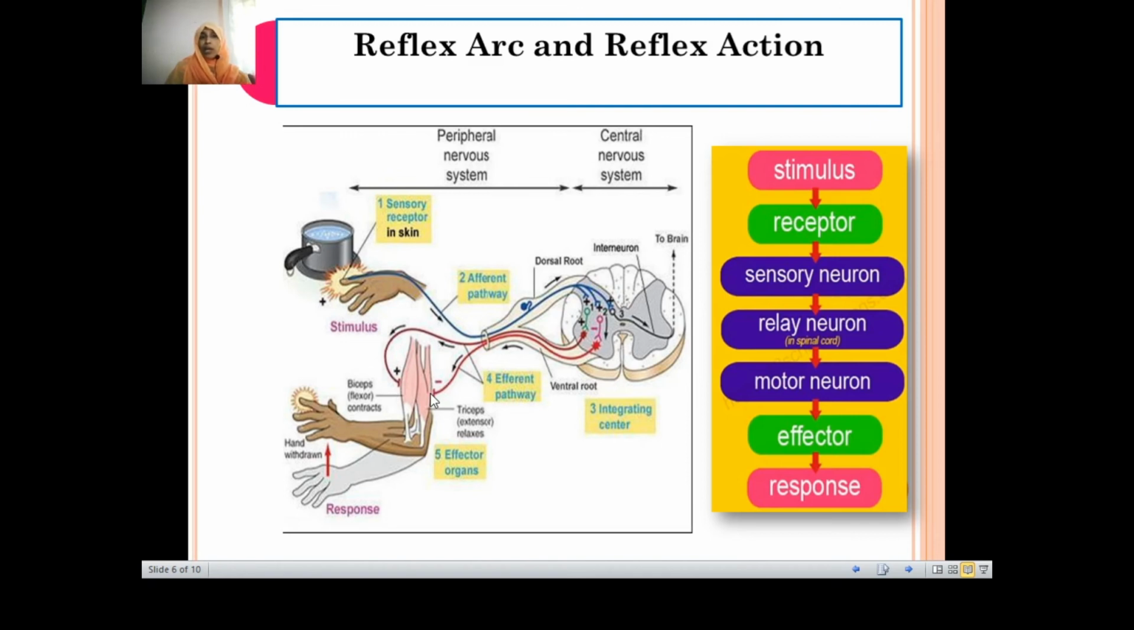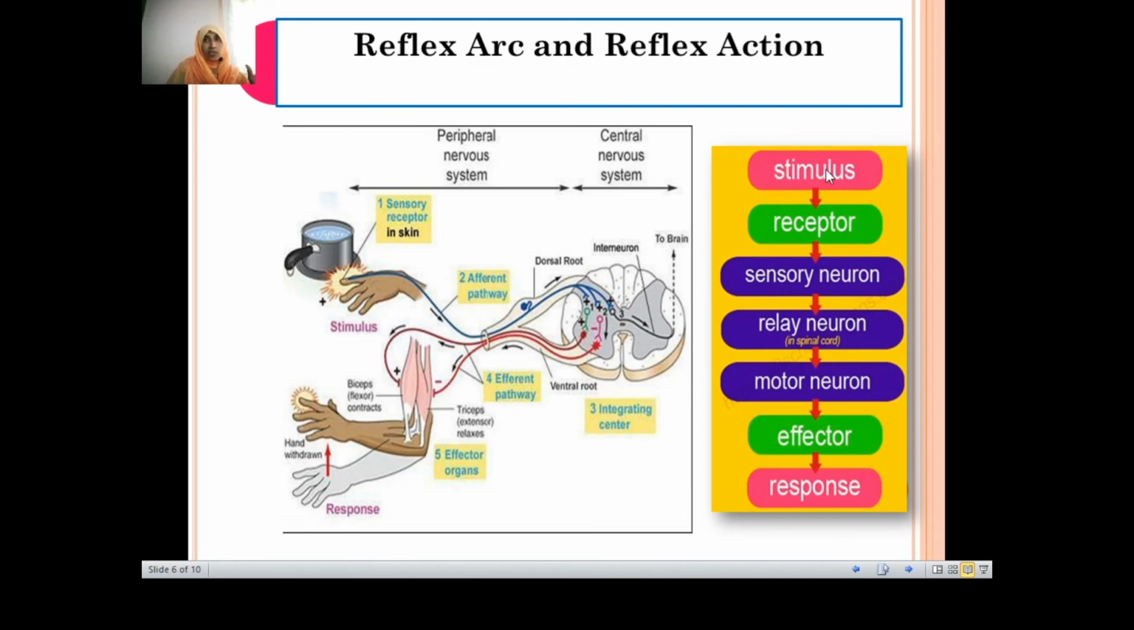Why is this required? It is required for immediate or emergency responses. With this entire thinking process, you would have burnt your hand too much. That takes time. So this is the shortcut. Let us know the steps.